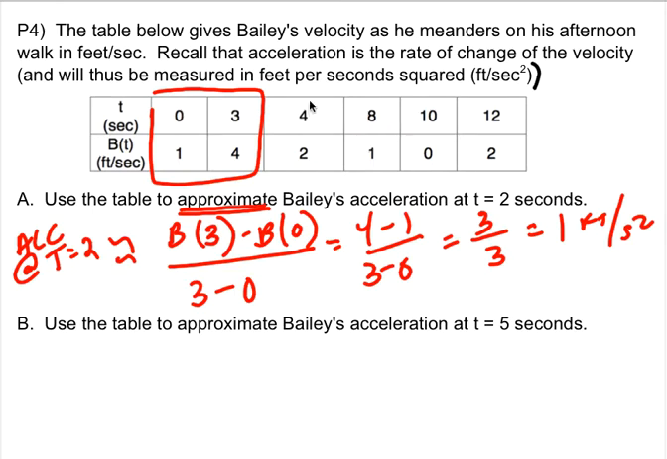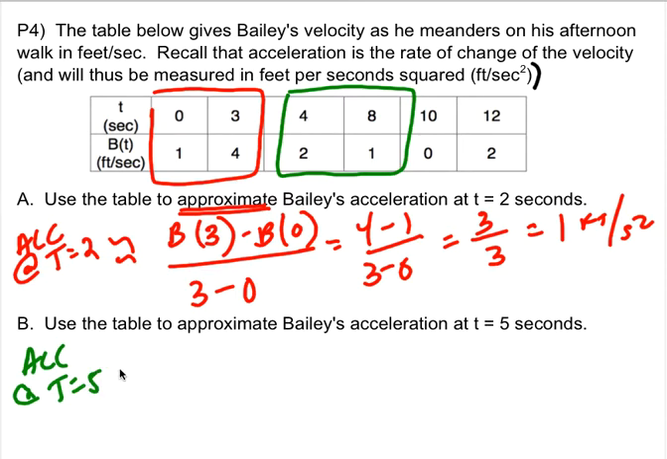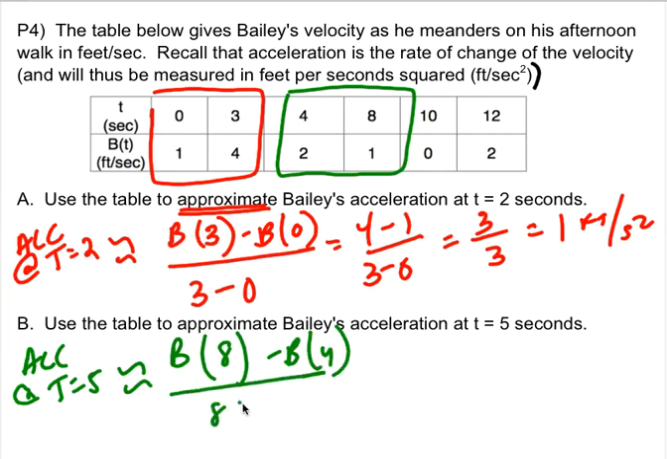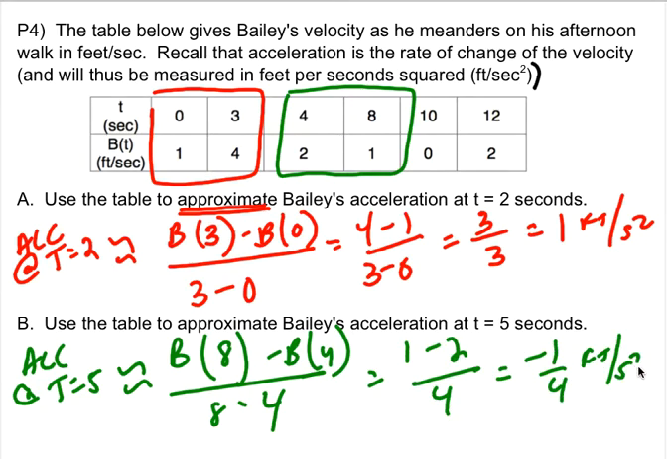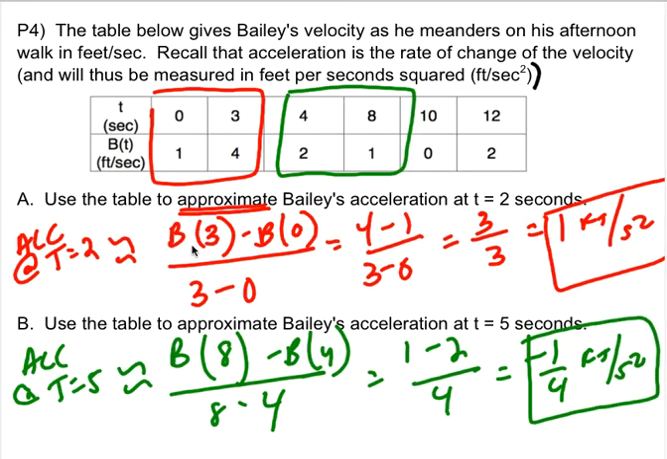Then we're supposed to do the same thing at 5 seconds, right? So there is no 5 on the table for seconds, right? But there's a 4 and an 8, so 5 falls between them. So to find his acceleration at t equals 5, we're going to go ahead and use the 4 and the 8 points, right? So it's going to be Bailey's velocity at 8 minus Bailey's velocity at 4 over 8 minus 4, right? So that's going to be a 1 minus 2 over a 4, which is a negative 1/4 foot per second squared. Why is it negative? Well, because he's slowing down, right? So Bailey, good dog that he is, ran charging out the door super fast to go on his meandering walk and then got really tired and started walking a little slower. Okay.